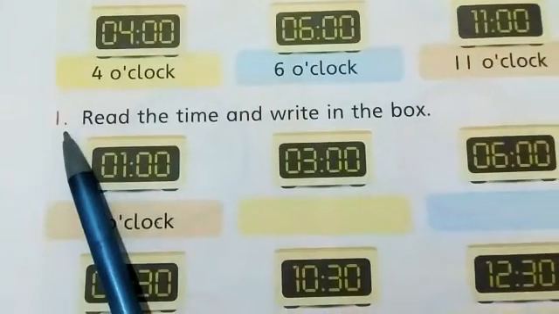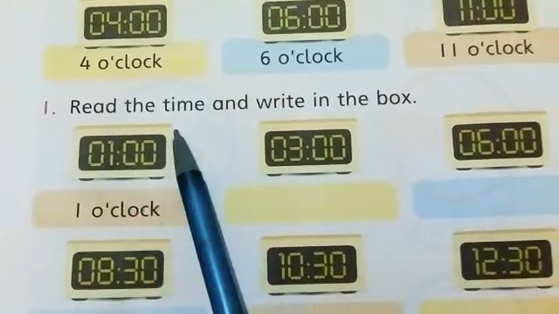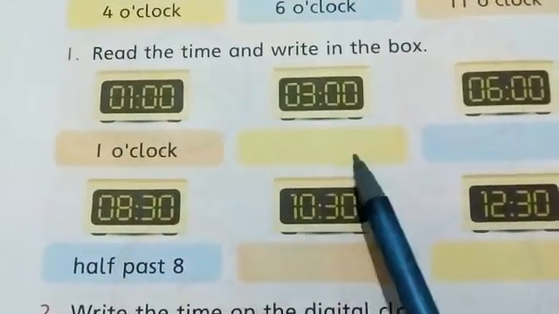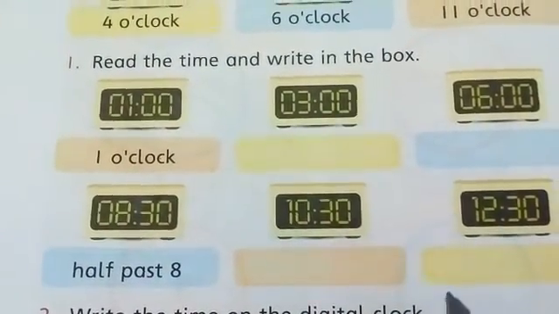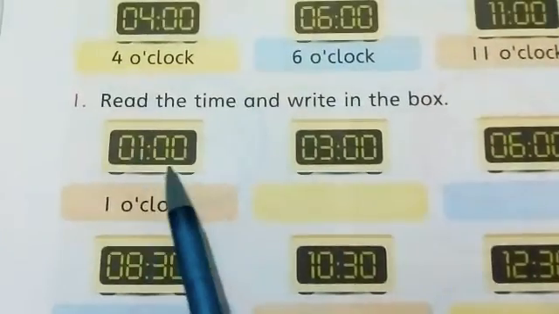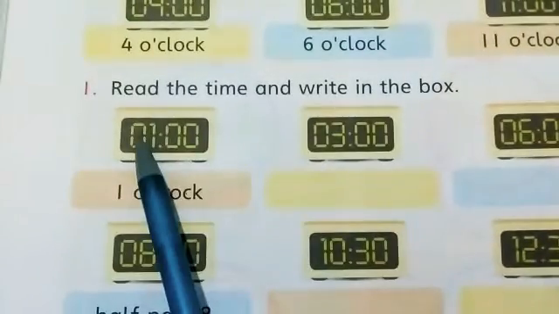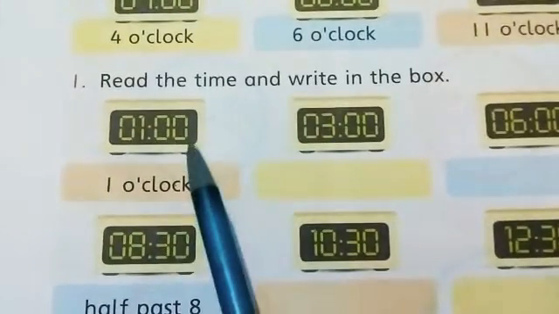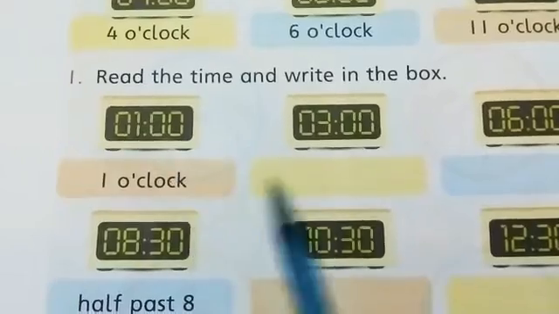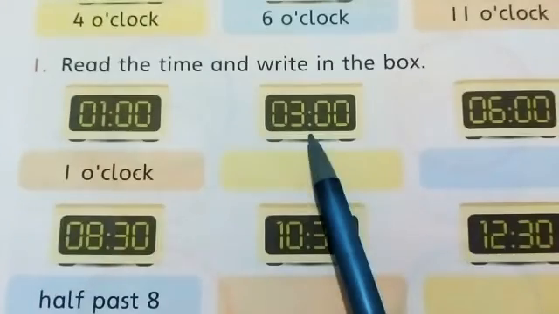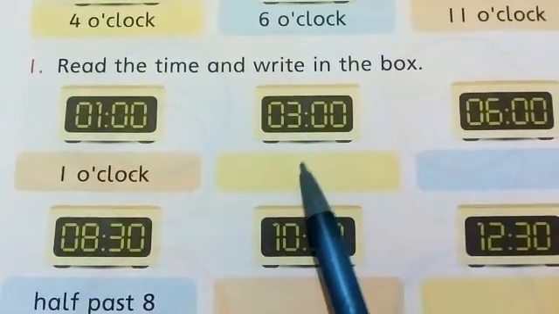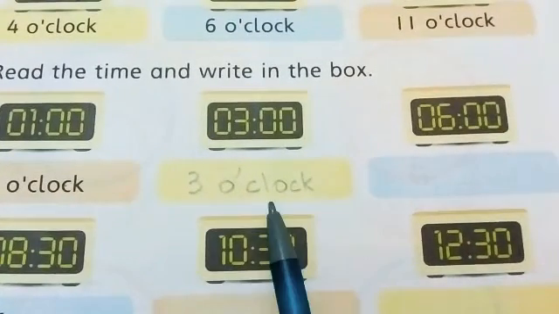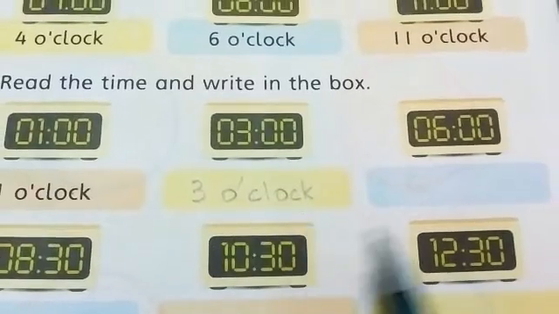Now come to this one. Question number 1. Read the time and write in the box. Now beta, you have to write in these boxes the correct timings. For example, this clock is showing the time 1 o'clock because there are 2 zeros on the right hand side. Okay beta? What about this one? This clock is showing the time 3 o'clock. Okay. So have you written the time 3 o'clock?